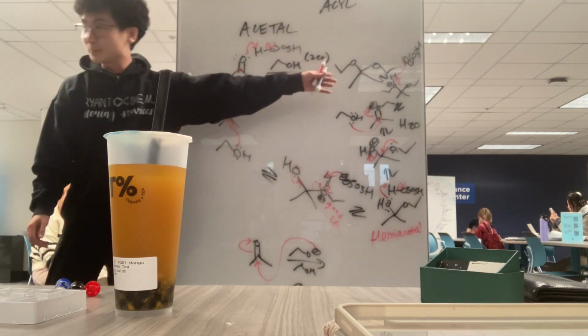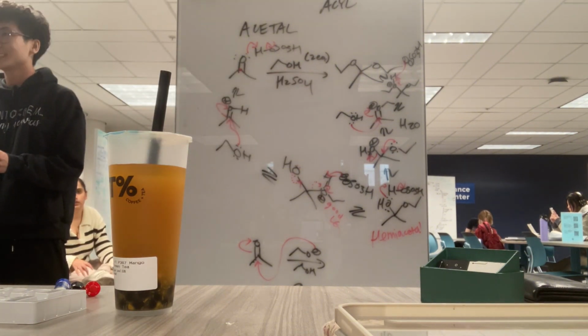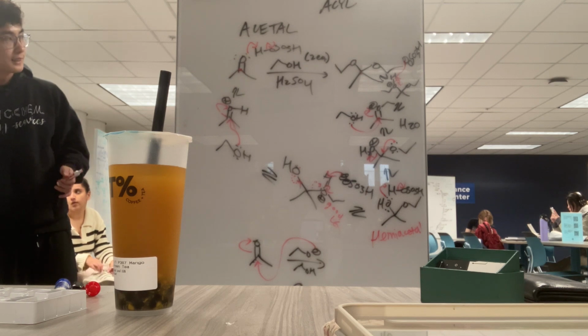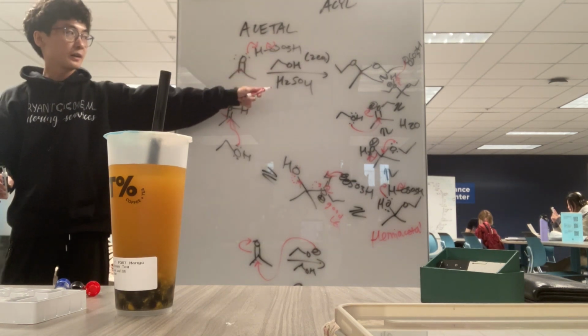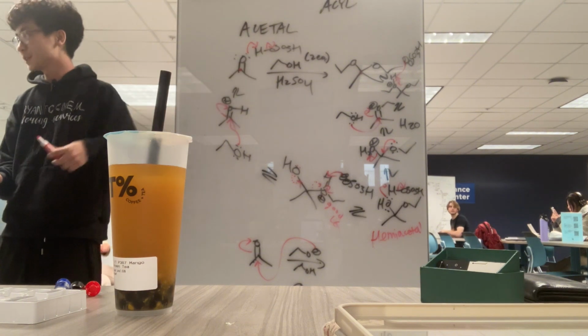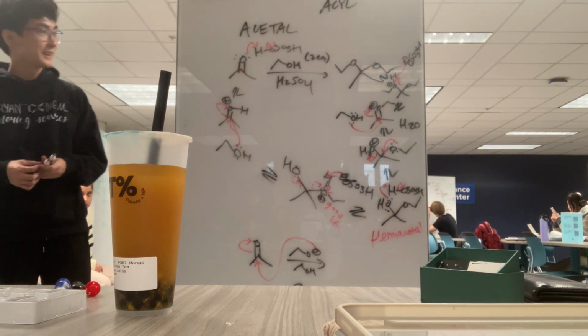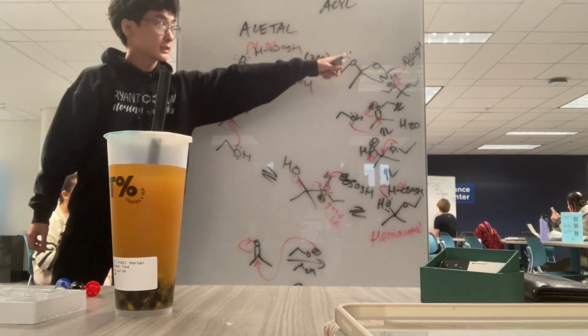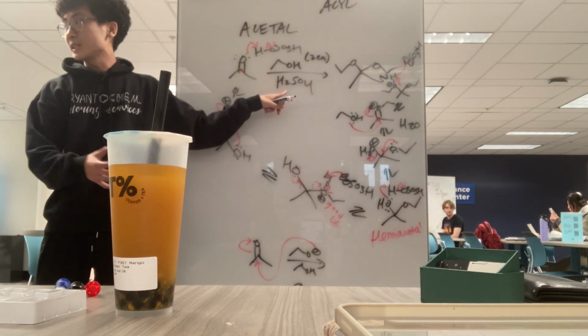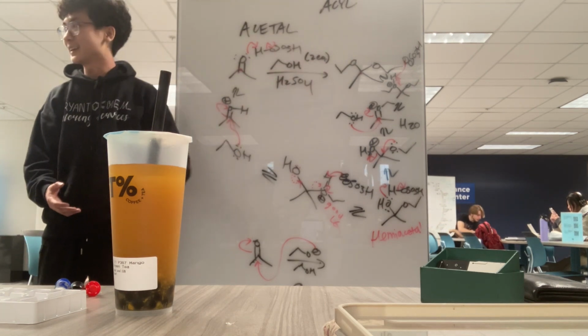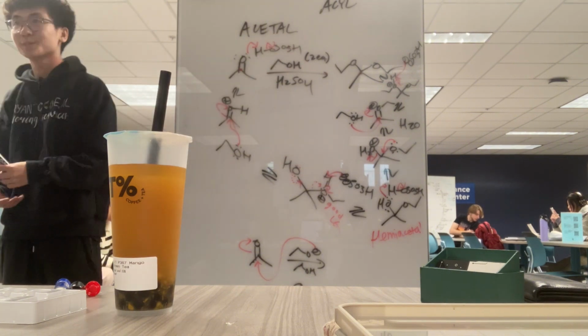I used HSO4 minus. You could use alcohol or HSO4 minus to deprotonate. You could use either. But if you use HSO4 minus, you're going to reform the acid catalyst, because in a catalyzed mechanism, the catalyst gets reformed, right? But you could use alcohol as well.